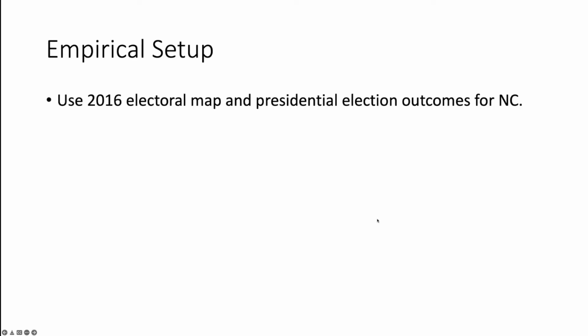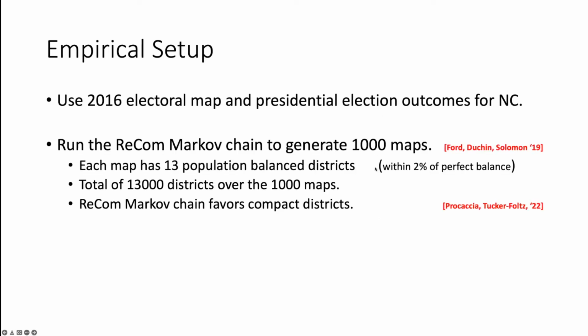Let me just describe our empirical setup and our preliminary results. We use the 2016 electoral map and the election outcomes for North Carolina. We run the recom Markov chain to generate 1,000 maps. This Markov chain is due to Fifield, Duchin, and Solomon. What this Markov chain will produce is a map with 13 population balanced districts.